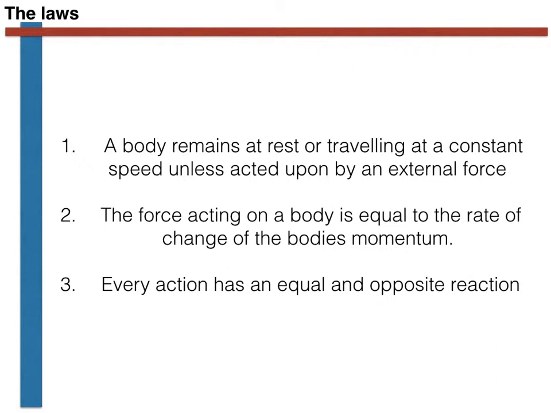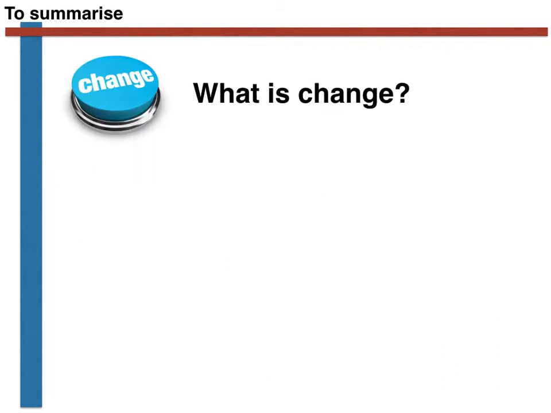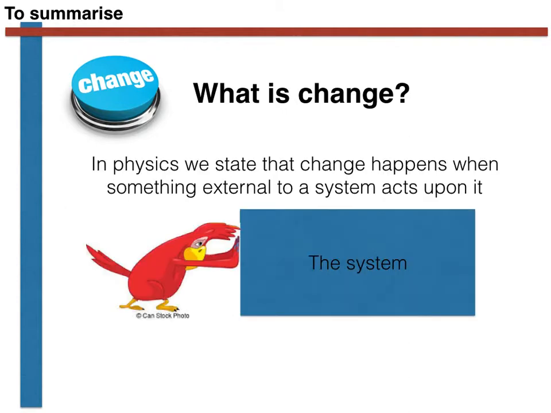In the first video, I dwelled at length on the first law. I argued that physics is our attempt to answer an ancient question on the nature of change. I further said that in physics we state that change happens when something external to a system acts upon it, and I said that when we use the word system, we mean by this a part of the universe.